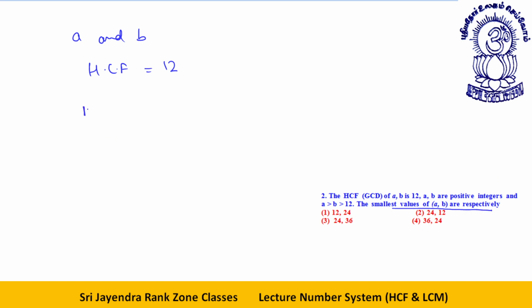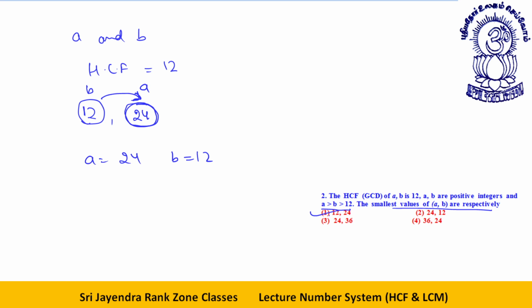See, 12 will have to be there. I have to find the smallest value. So if one of the number is 12, I have to find the other smallest number, which is divisible by 12. Okay, but we are being told A is greater than B is greater than 12. Let's say this is A, and this is B. Now A is more than 12 and also their HCF is 12. That means this particular number should also be divisible by 12, but B is greater than 12, therefore this should be 24. Now the answer is A is equal to 24, B is equal to 12.